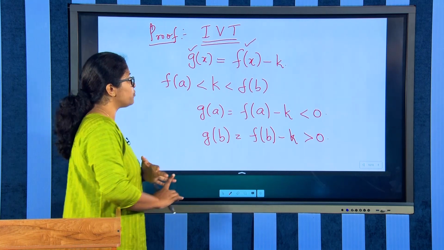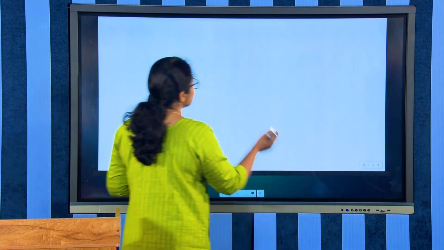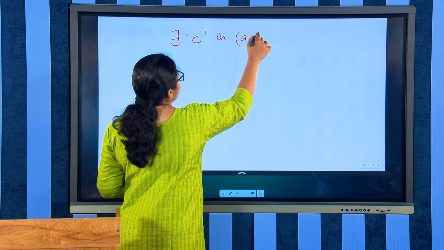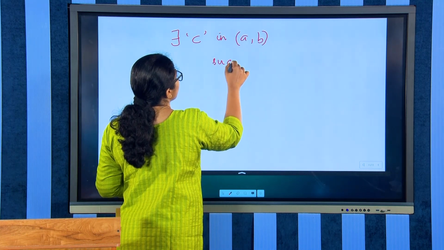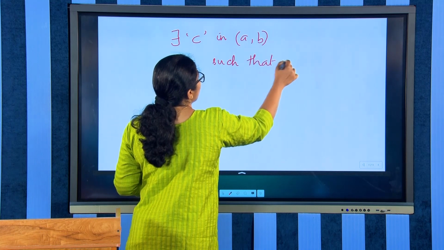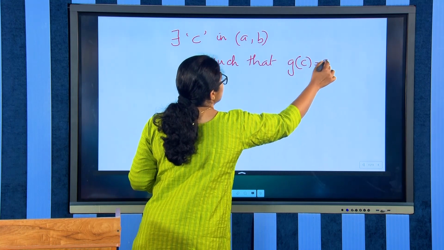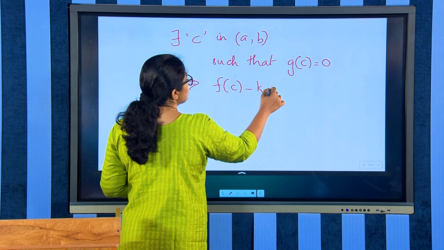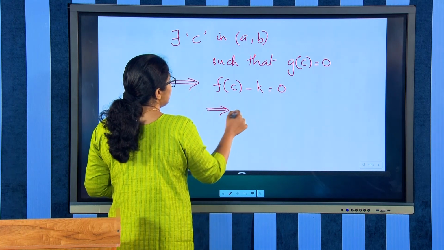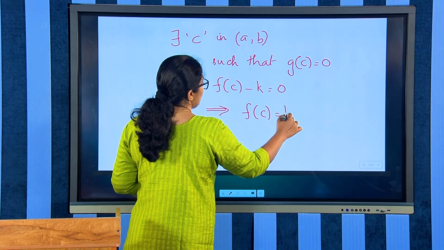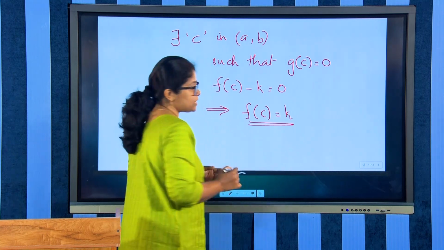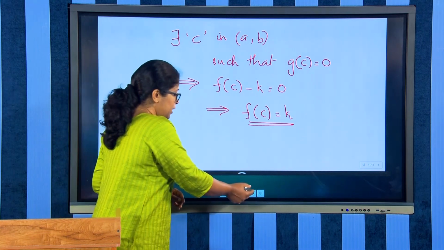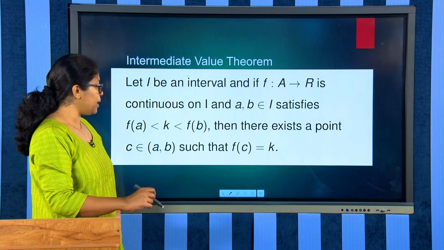So by the location of roots theorem, definitely there exists some point c between a and b such that g of c is equal to 0, which shows that f of c minus k is equal to 0, which indicates that f of c is equal to k, which was expected to be proved in the intermediate value theorem. So that completes the intermediate value theorem as well.